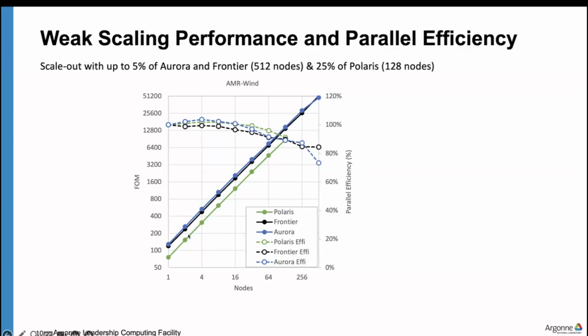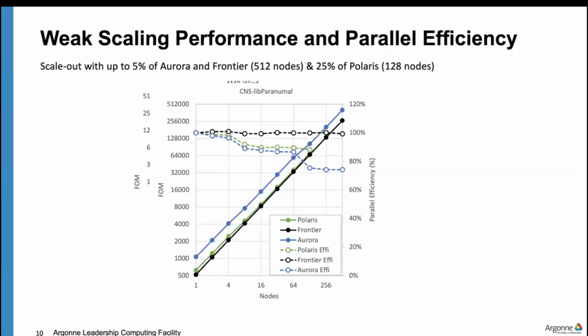Green with a solid marker represents the figure of merit of the NVIDIA Polaris node. Black with solid markers is the Frontier node, and blue is the Aurora node. As you can see from the node-based comparison, with AMR-Wind, Aurora is slightly faster than Frontier, but they are in the same ballpark, and both of them are faster than the Polaris node. And you can see the efficiency drop on the right-hand side axis, the parallel efficiency over the single node performance. As you can expect, as we increase the number of nodes, we lose efficiency, but we don't see any big difference in the efficiency drop between the three different systems, right?